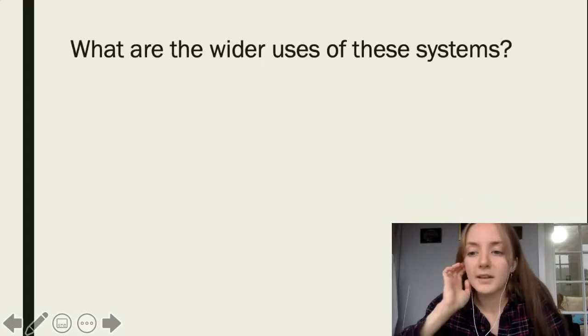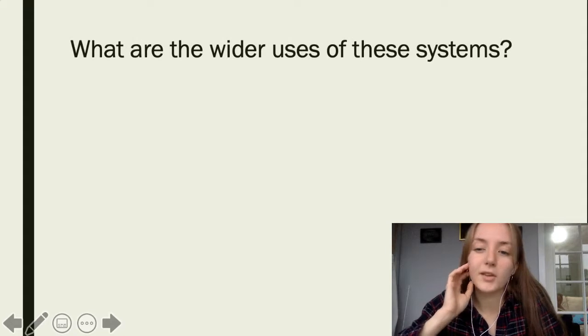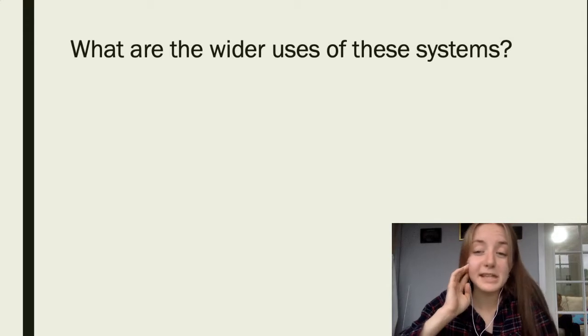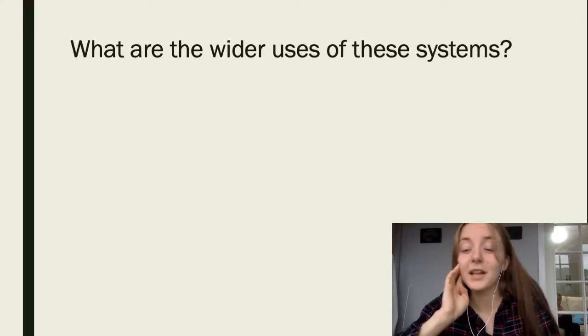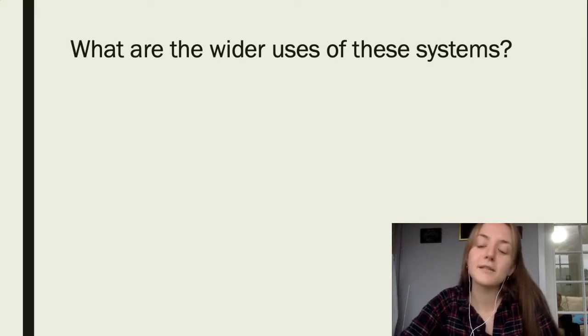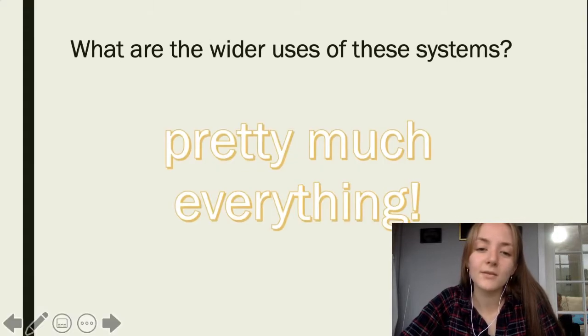So at the moment, it can look like we're just looking at pictures of blocks and wiggly graphs and how is this even engineering? Why should you care about this? You came to see pictures of bridges, I get it. But this is the backbone of the cool engineering stuff that you see in the world. So what are the wider uses of these systems, you may ask? Well, pretty much everything. Well, within engineering anyways.